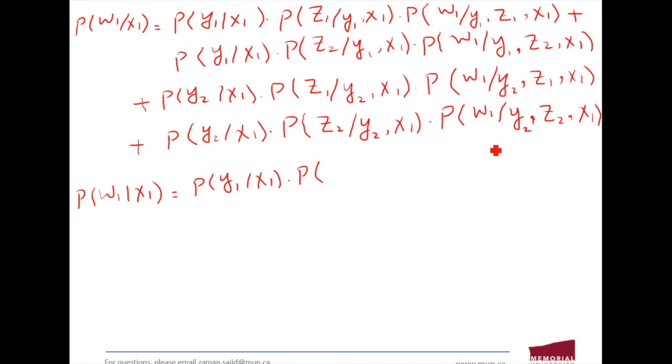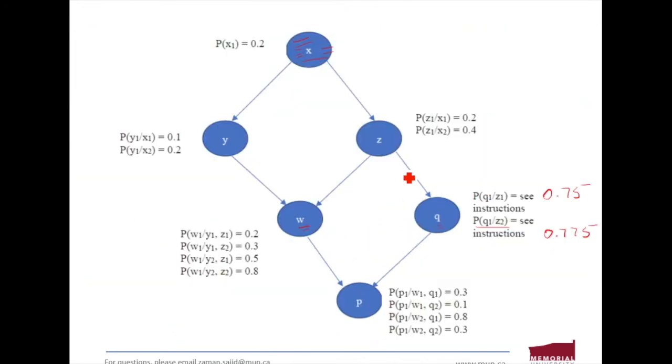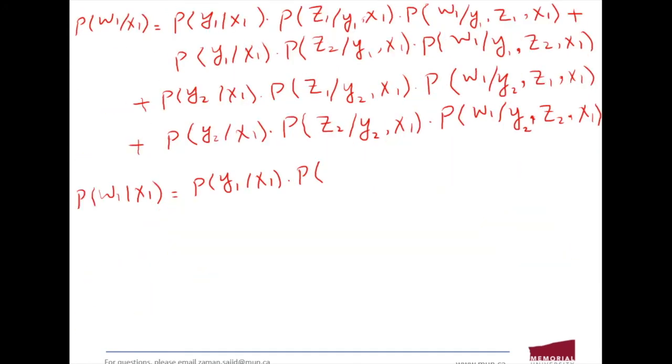the Z here. Let's go back to network here. Z has the parent of X only, so we can ignore the Y into that because Y is not the parent of Z in the network. So for this relationship here, we can ignore our Y because Y is not the parent of Z. So I can write it down that it will be the probability of Z1 given that X1. Probability of W1.